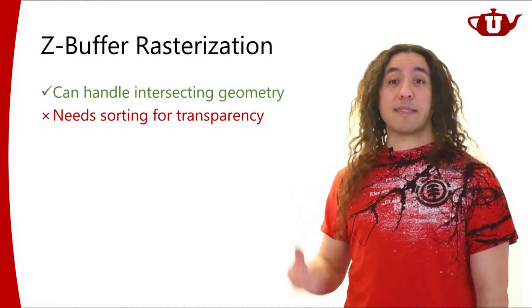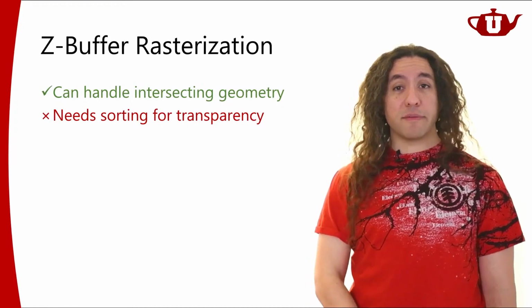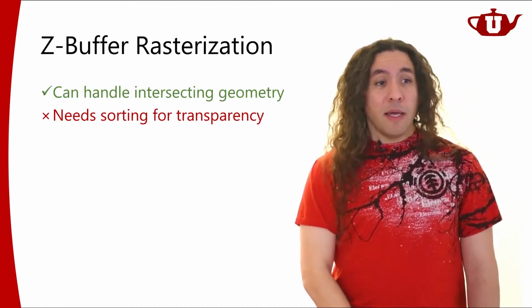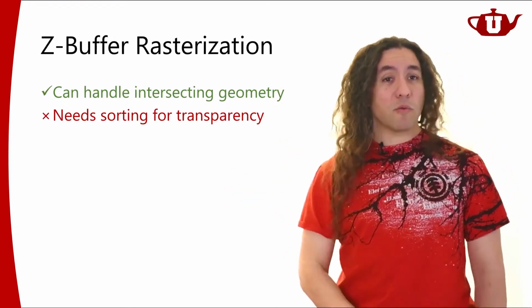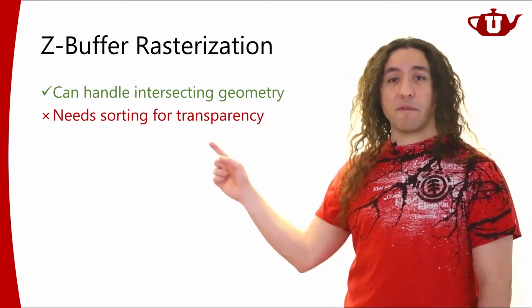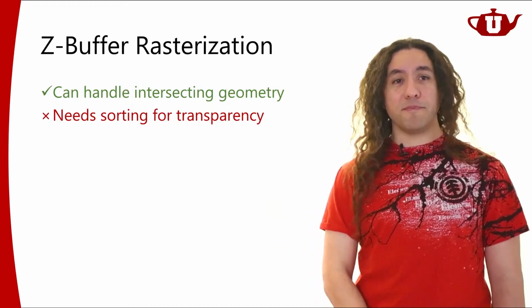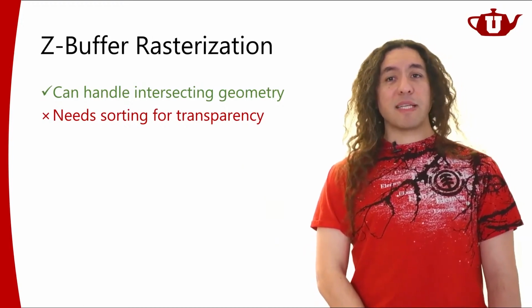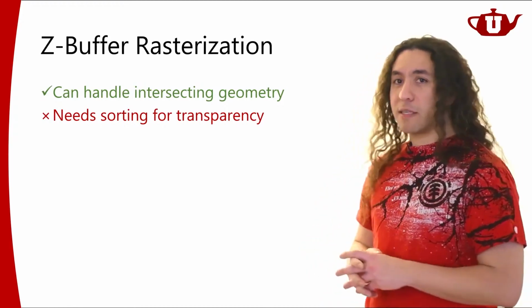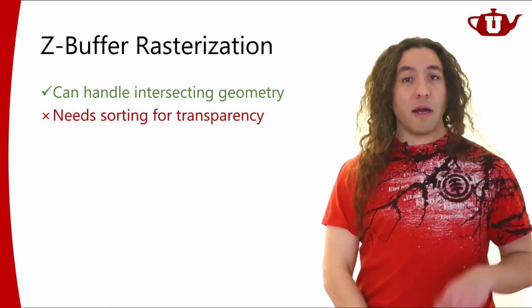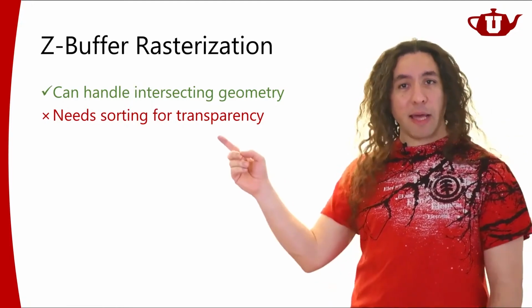Right? So that's the limitation of Z-buffer rasterization. But that's what we have on the GPU. So that's what we're going to have to deal with. So we're going to have to be careful when we're rendering semi-transparent objects. Now, this is not a fundamental limitation of rasterization broadly. There are rasterization algorithms that can handle things like this.